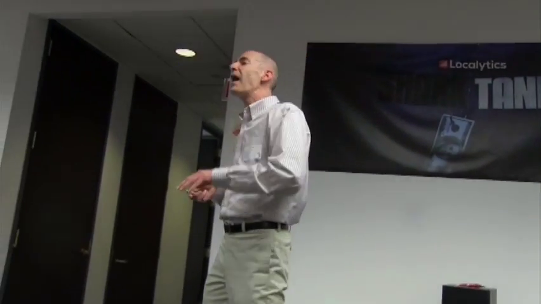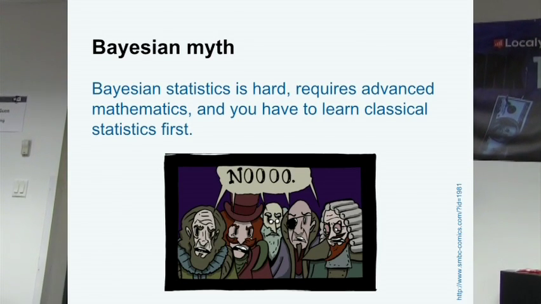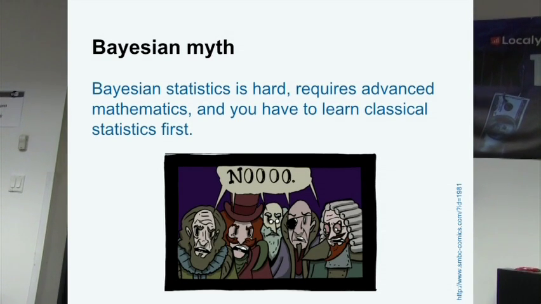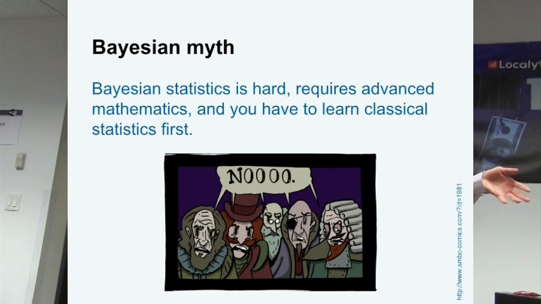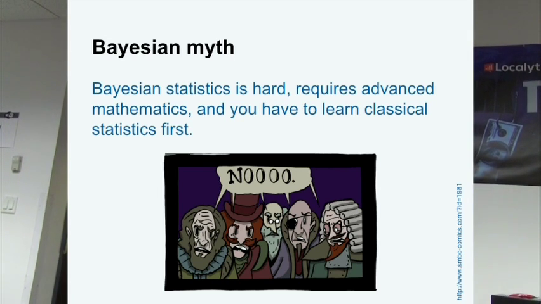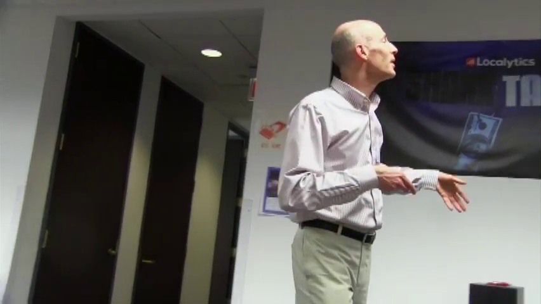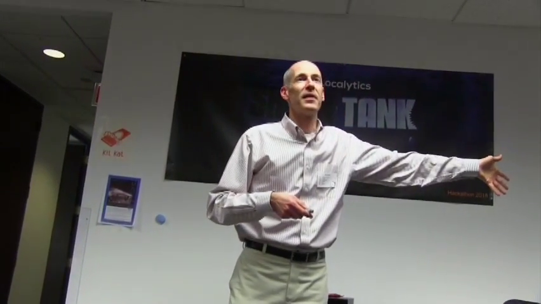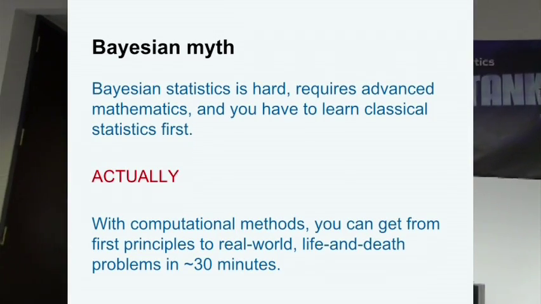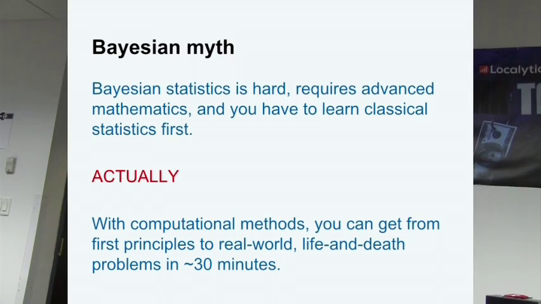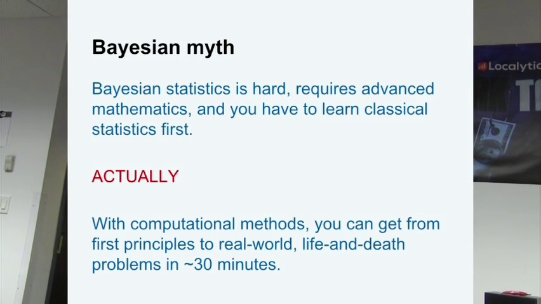I want to dispel one other Bayesian myth that you might hear, which is that, yeah, Bayesian methods are great, but they're hard. You have to know a whole lot of advanced math, and before you can do the Bayesian stuff, you have to learn all the classical stuff first, because it's a graduate topic. Okay? This is not true. With computational methods, you can, in the space of about 30 minutes, get from deriving Bayes' theorem to solving an actual problem that was a life and death problem during World War II.